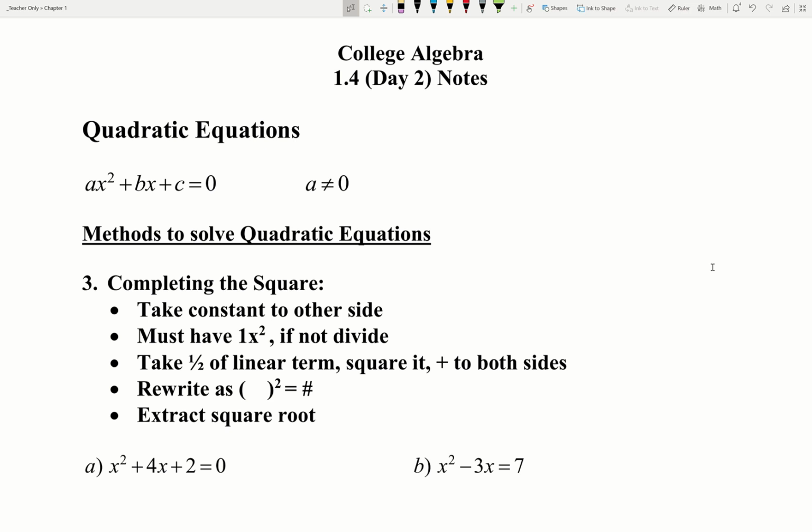Alright friends, welcome back. In this video I'd like to go ahead and move on with section 1.4 and take a second day for this, because in this video we're going to take a look at some methods for solving quadratic equations that are maybe a little bit more sophisticated than the ones from the previous video. Specifically, we're going to talk about methods for solving quadratics that include completing the square and also the quadratic formula. So let's get started with that.